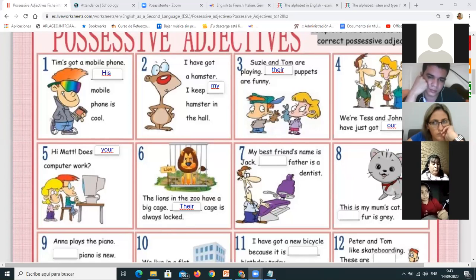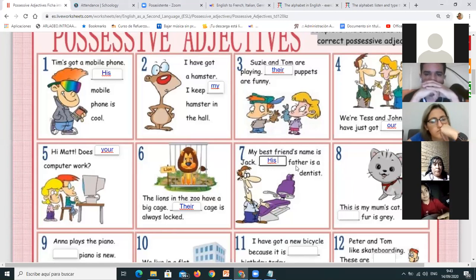Number seven, my best friend's name is Jack. My father. His father. I'm talking about my friend. His, because I'm talking about my friend. And who is my best friend? Your father is a dentist?